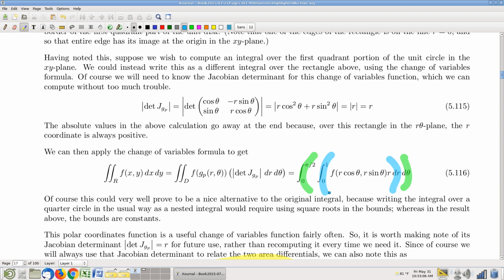Now whatever this integrand is, everywhere I see an x, I'm going to have to put r cosine theta. Everywhere I see a y, I'm going to have to put r sine theta. My integrand might get a little uglier. It's true. But my bounds got a lot easier. Okay, so we're using polar coordinates as a change of variables function.